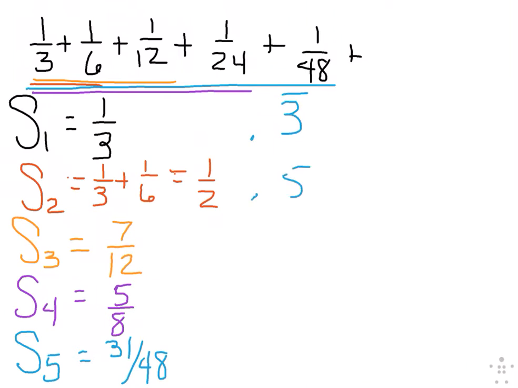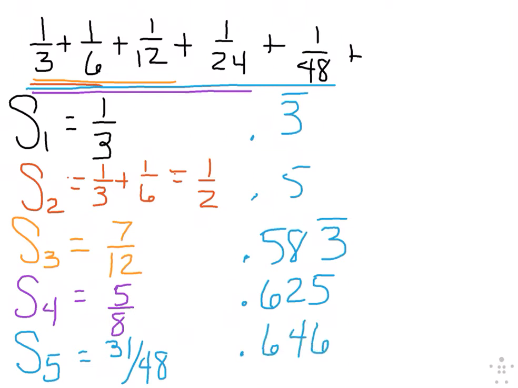What's 7/12 as a decimal? What's 7 divided by 12? 0.583 repeating, right? What's 5/8 as a decimal? 0.625. What's 31/48? 0.646. Yeah. Notice how it's starting to slow down. If you say it's going to 1, it's never going to get there, just so you know. Okay, what number is it approaching?